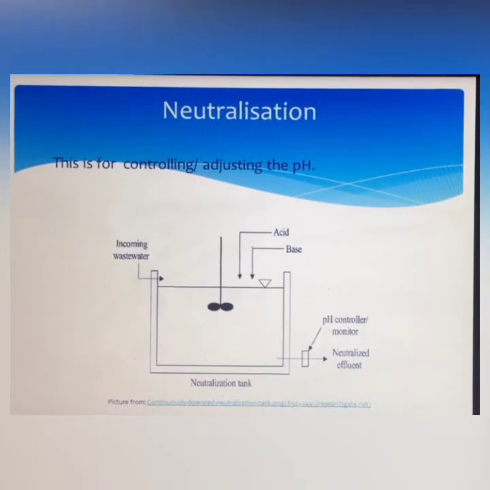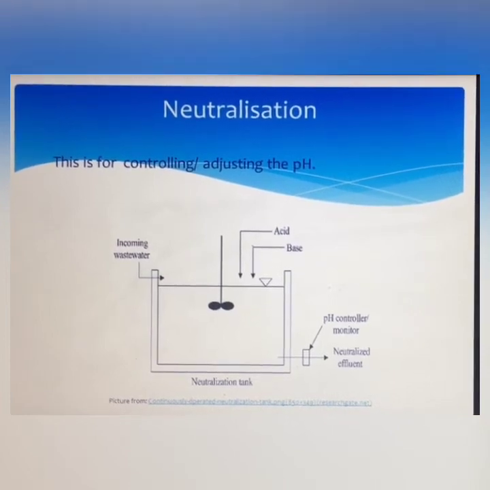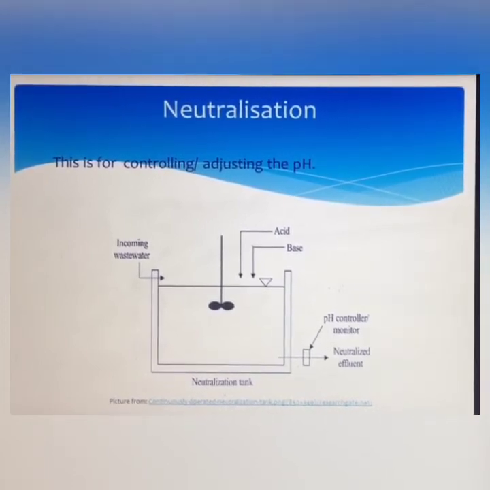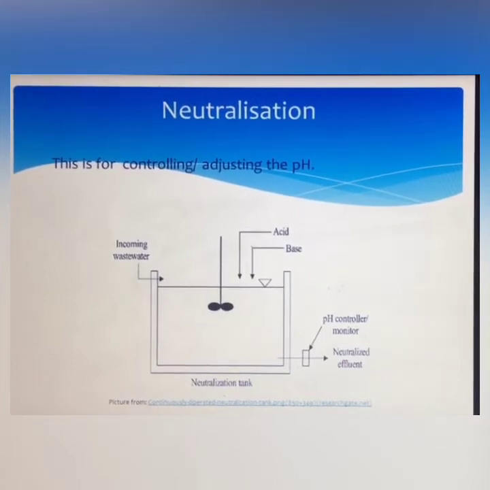Neutralization. This method is for controlling or adjusting the pH. The pH of water should be kept around 7. A pH lower than 7 favors the toxicity of heavy metals, and a pH above 9 transforms ammonium into dangerous soluble ammonia. This is an example of a neutralization tank.